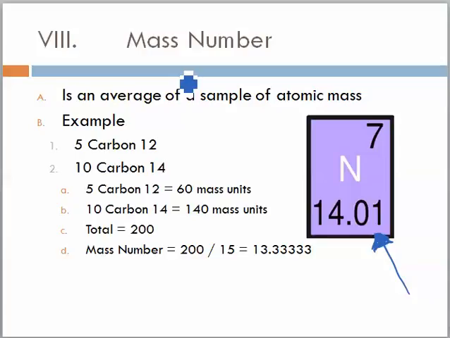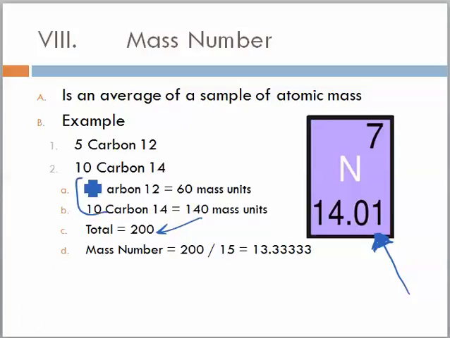Let's say in a sample of carbon, there were 5 carbon-12s and there were 10 carbon-14s. Well, 5 carbon-12s means there's 60 total mass units. There were 30 protons and 30 neutrons for a total of 60. And in that sample, we also had 10 carbon-14s. Well, that means there were 60 protons and 80 neutrons in that example. If we take these two and add them up, we get a total of 200.